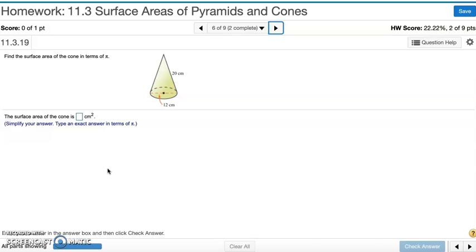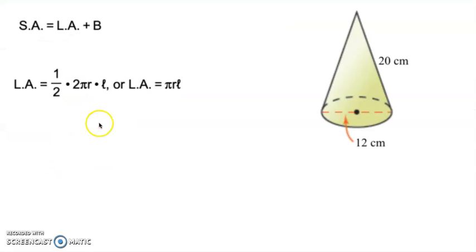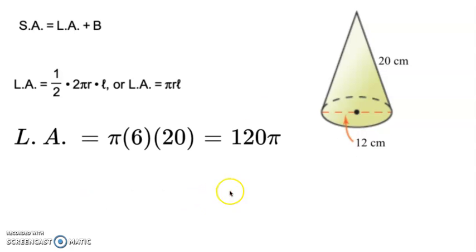Number 6. Find the surface area of the cone in terms of pi. So let's take a look at that. So the formula for surface area is lateral area plus the area of the base, and the lateral area is pi times r times the slant height. We're given the slant height. Radius is half of 12. 12 is the diameter, which is 6. So 6 times 20 times pi is 120 pi for the lateral area.